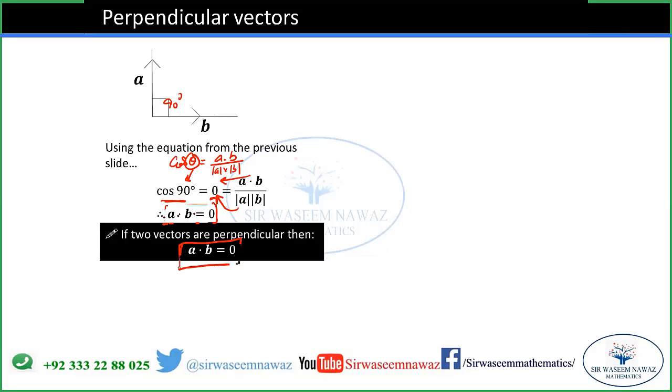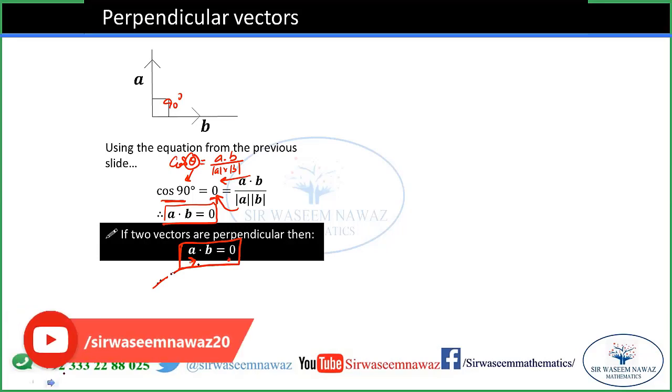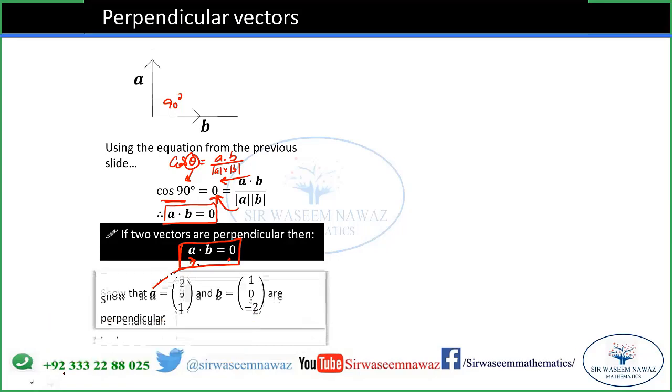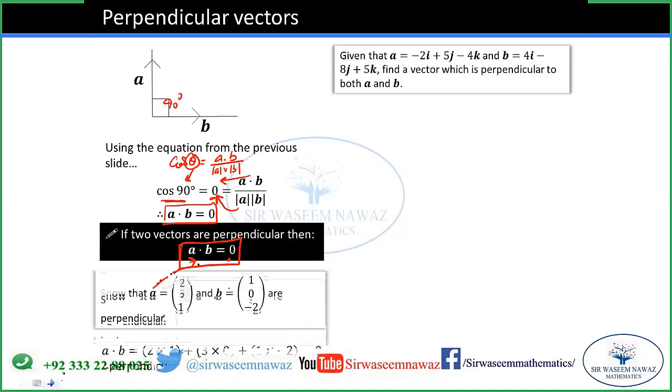Whenever you have a question in your exam that says prove they are perpendicular, what will you do? You will find their scalar product and it must be equal to 0. Suppose we have to show that A and B are perpendicular: we do nothing but find the dot product, and it should be equal to 0.